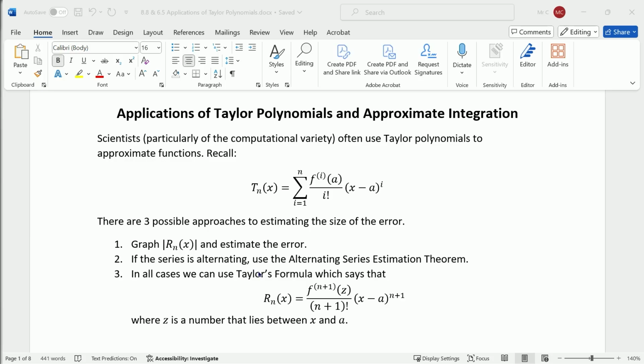Second, if the series is alternating, we can use the alternating series estimation theorem. And we've seen in the past how powerful that theorem is. But in all cases, we can use Taylor's formula, which says that the remainder is equal to the n plus 1th derivative at z divided by n plus 1 factorial times x minus a to the n plus 1 power, where z is a number that lies between x and a.